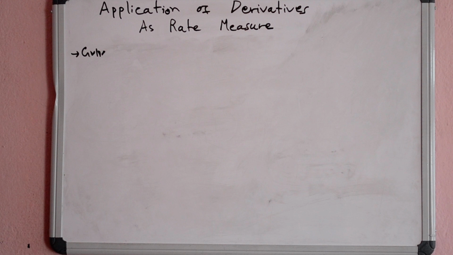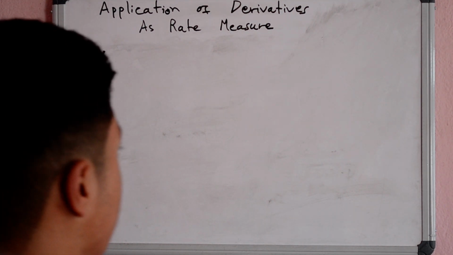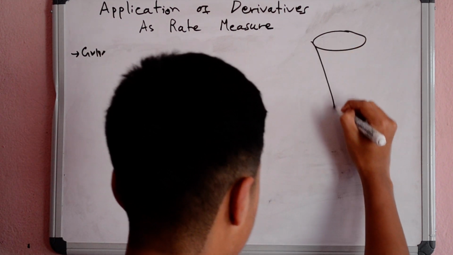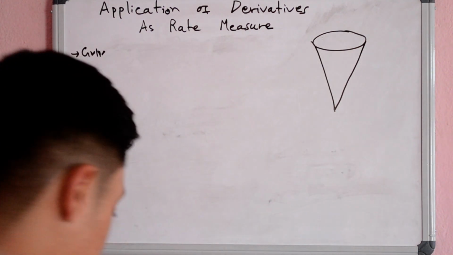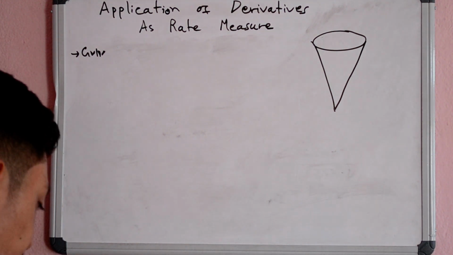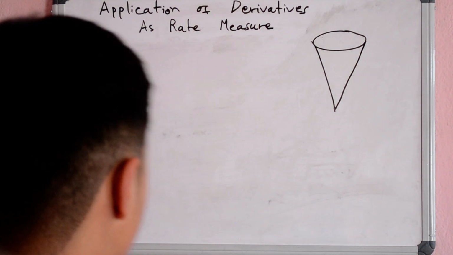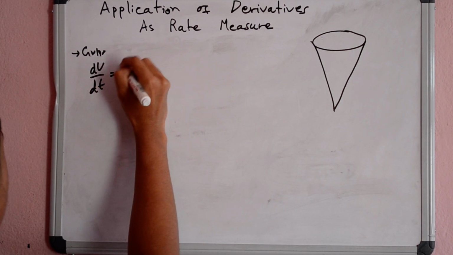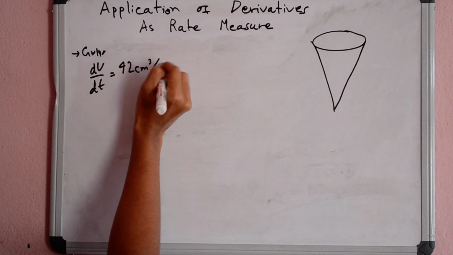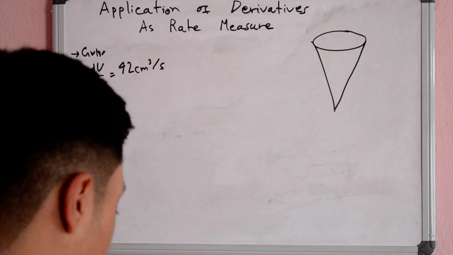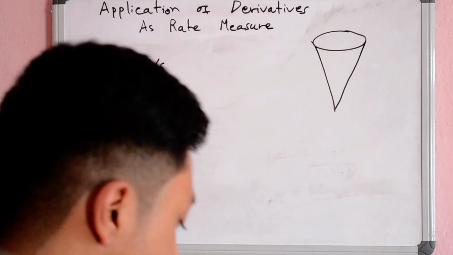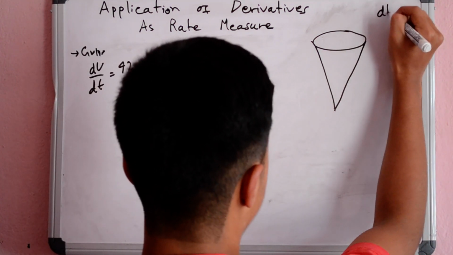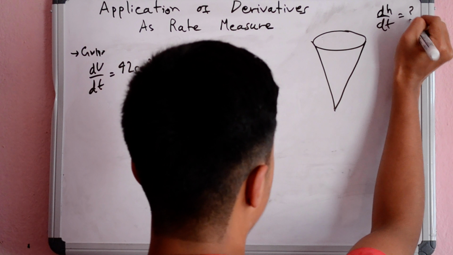So here it says water flows into an inverted conical tank at the rate of 42 centimeter cube per second. So he's given us the rate of change of volume is 42 centimeter cube per second. How fast, when the depth of the water is 8 centimeter, how fast is the level rising? So it has asked us dH by dt equals to what?